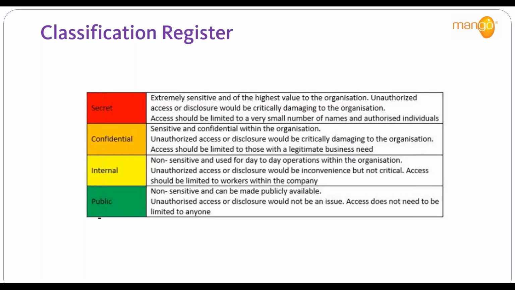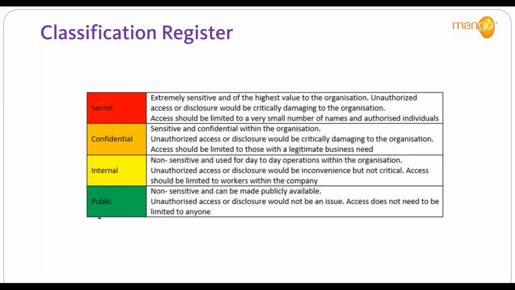The classification register I talked briefly about before. So this is the classification. We classified the information we've got into those 4 buckets. We've got secret information, which is extremely sensitive and is the highest value to the organization. This is passwords, all of the stuff that is secret to us, our financial records, accessing servers in Microsoft Azure. That is extremely sensitive and of highest value, so access is for a very small number of authorized people.